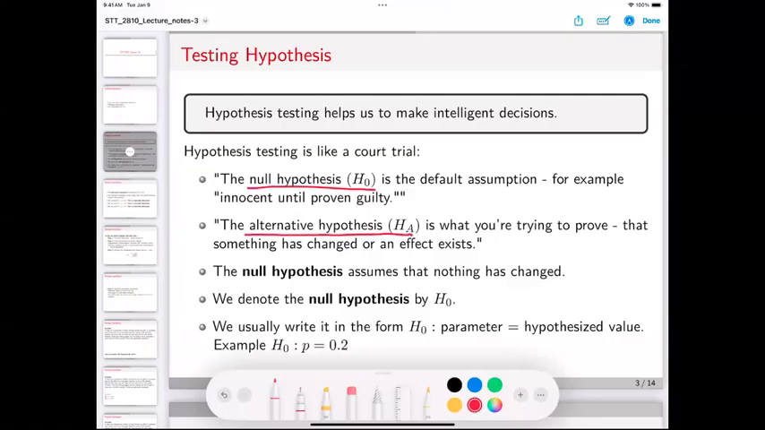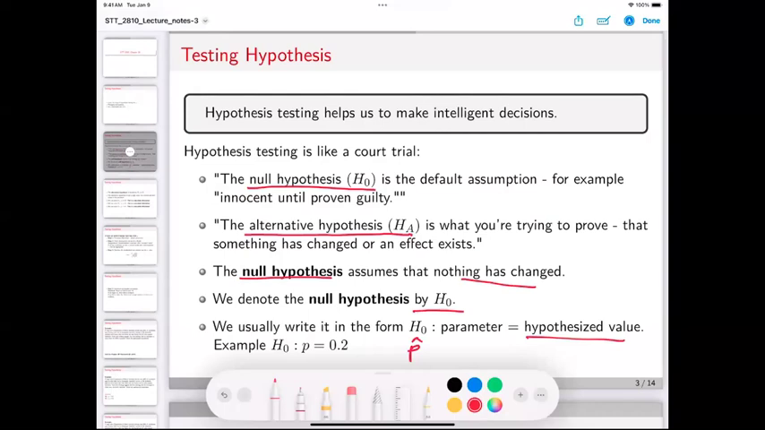So the null hypothesis always assumes that nothing has changed. And remember, I told you that we denote that by H subscript naught. So we usually write it in the form, the parameter, and then the hypothesized value. For example, we are talking about proportions. The hypothesis is always about the parameter, not the statistic. So if it's a proportion, it's always going to be P and not P hat.